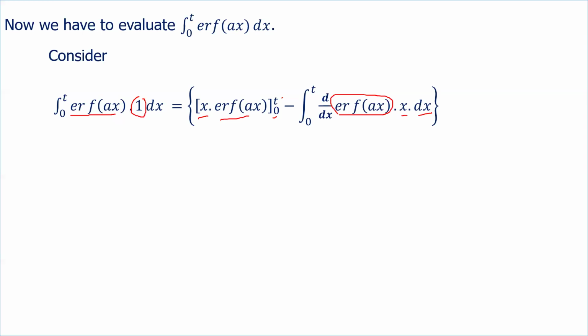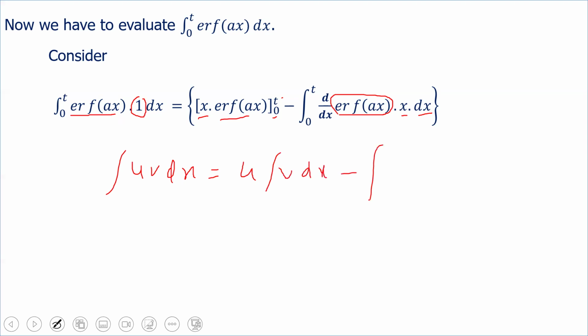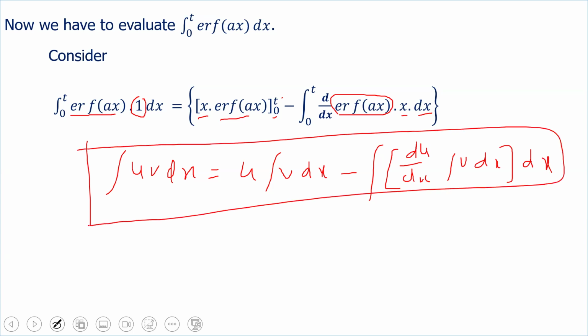This is integration by parts. We know that integration of uv dx is equal to u times integration of v dx, minus integration of d/dx of u times integration of v dx, and whole dx. We know about it. It is the integration by parts, so we applied it over here. We have taken 1 as v and error function of ax as u.